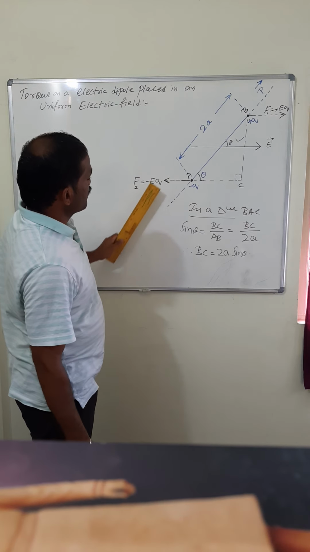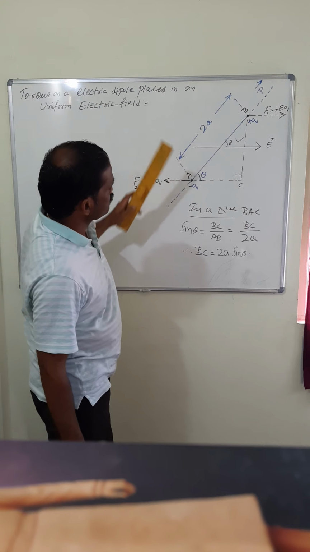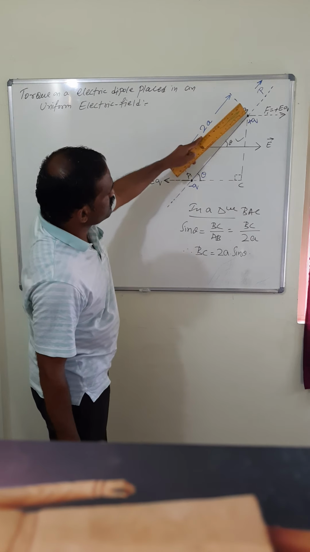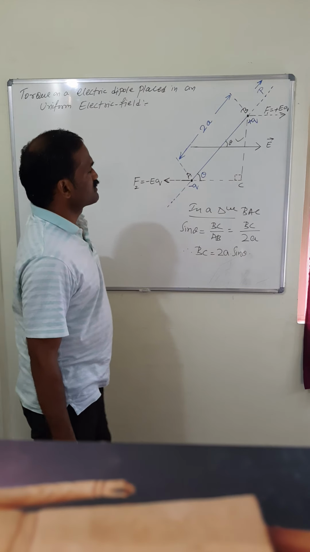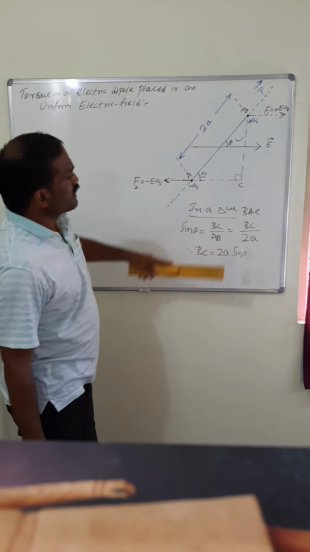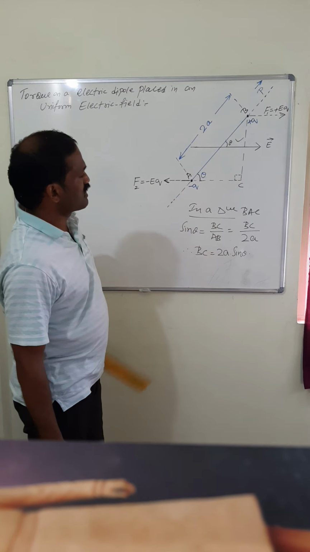Now observe carefully: a line drawn from the negative charge to the positive charge is what is called the dipole moment. This is minus q, this is plus q. The dipole moment is always pointing from negative charge to positive charge. Now this dipole is placed in a uniform electric field.